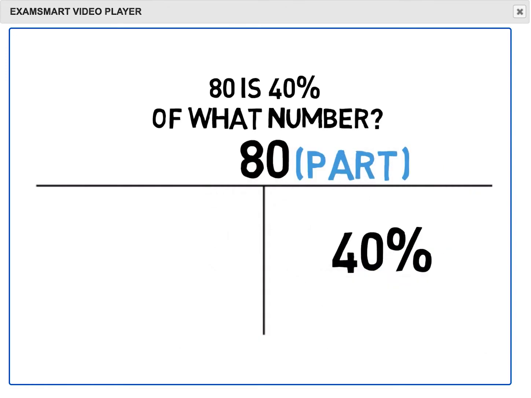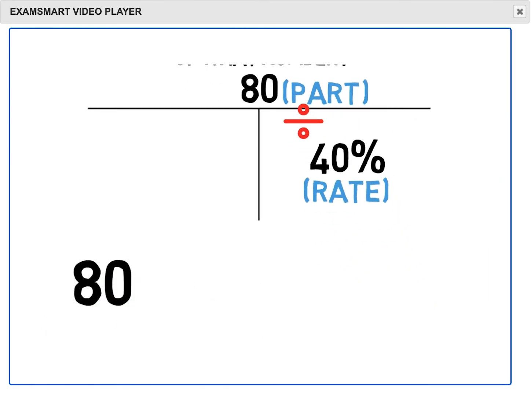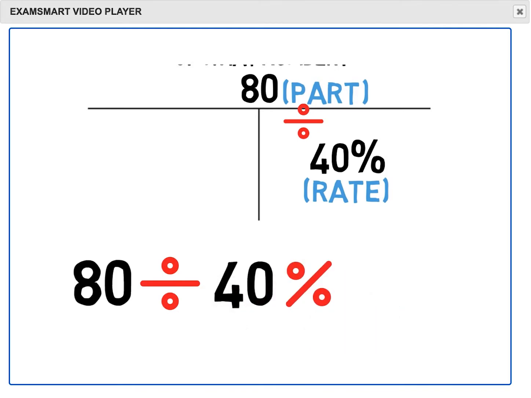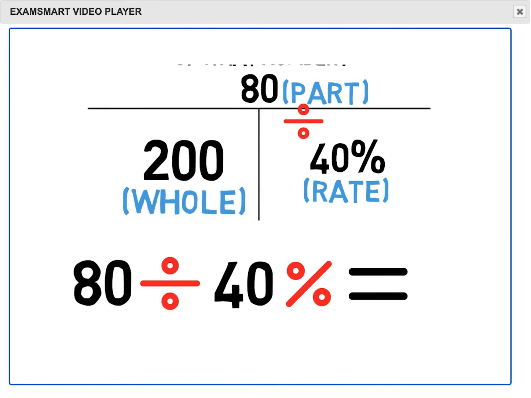Our rate is 40%, which goes in the bottom right. And our formula says to take the top number and divide by the bottom number. So we would take 80, then hit divided by, then hit the number 40, then hit your percent key, and then equals if necessary, and the whole amount will be 200. Our answer would be 200.